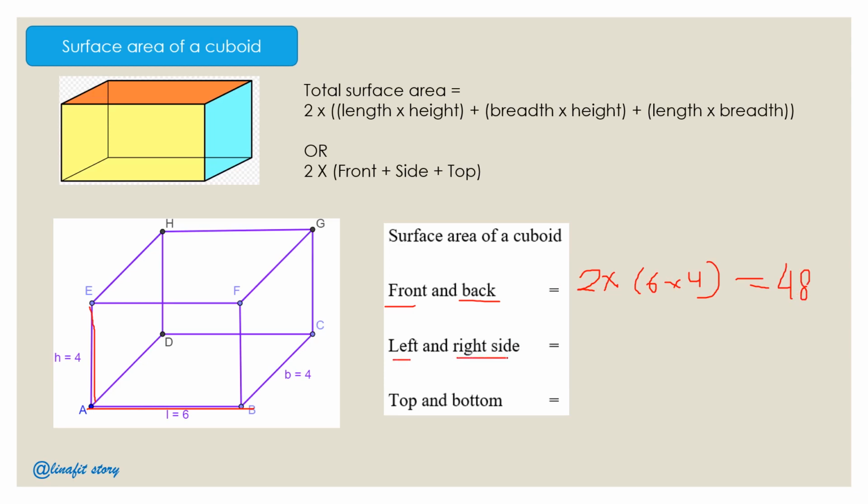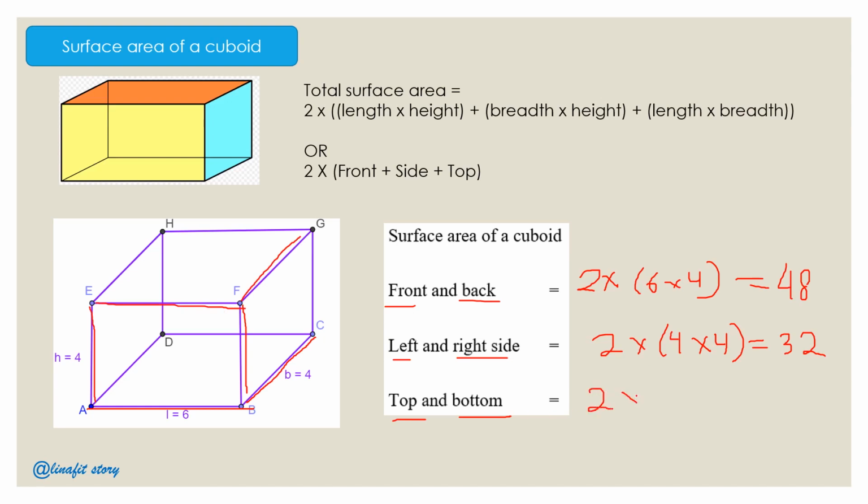Left and right side. The right side consists of the breadth and the height. So 2 times 4 times 4 equals 32 square cm. And the last, top and bottom. The top consists of the length and the breadth.